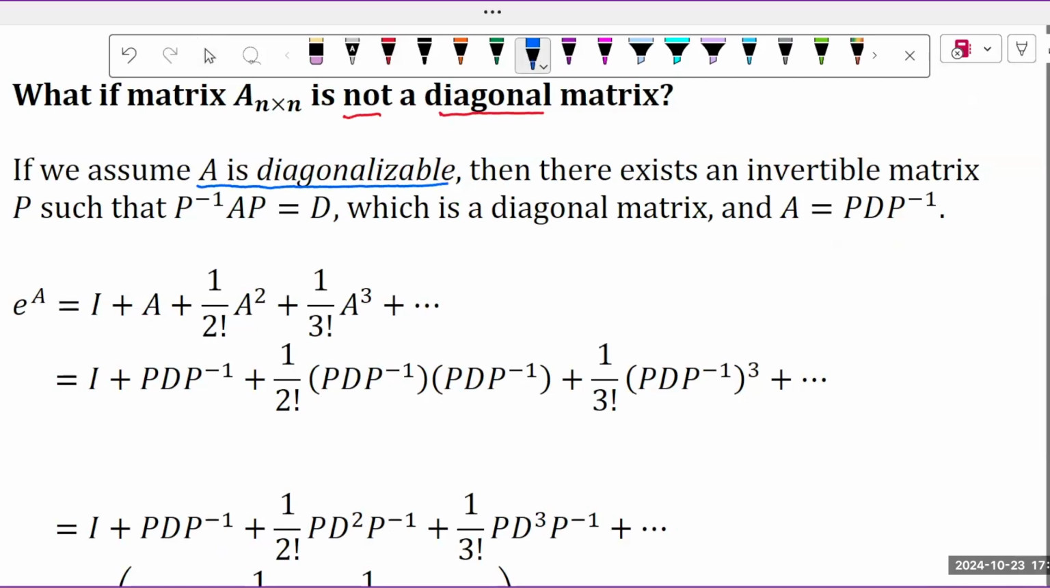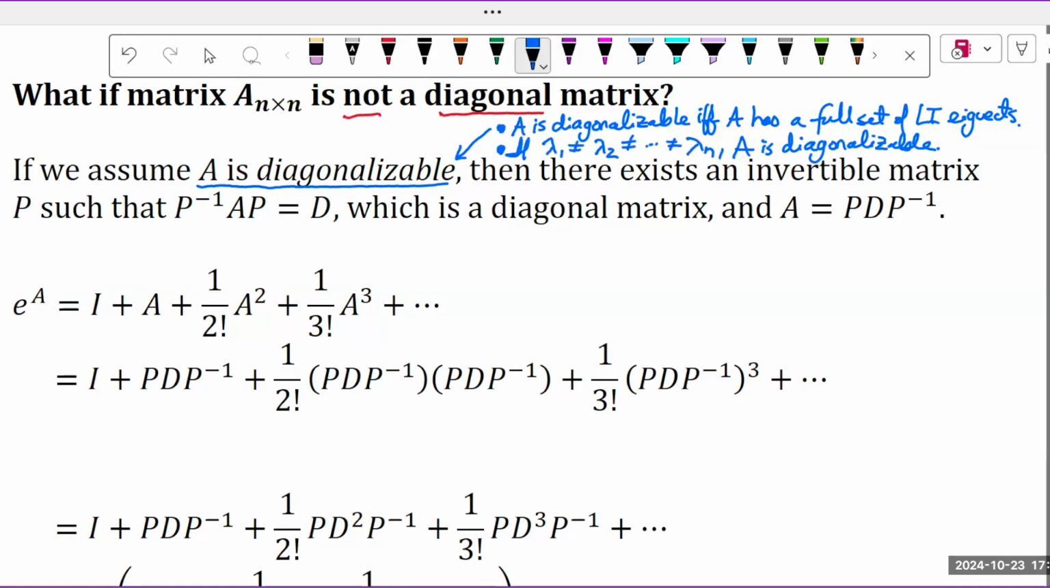Small reminder, a matrix is diagonalizable will mean that it has a full set of linearly independent eigenvectors, and that's an if and only if statement. The statement that is not an if and only if, but that is a helpful check, is if the eigenvalues of the matrix are distinct, then you're guaranteed to have a diagonalizable matrix.